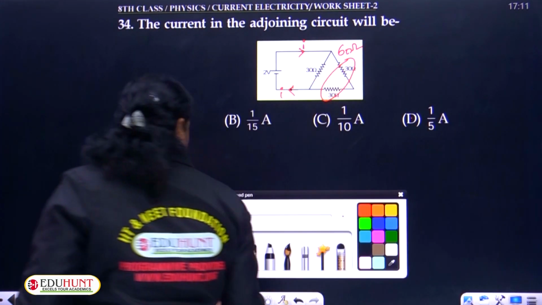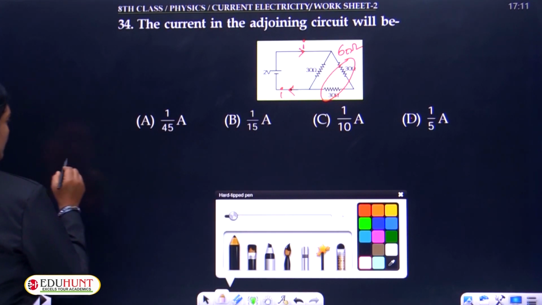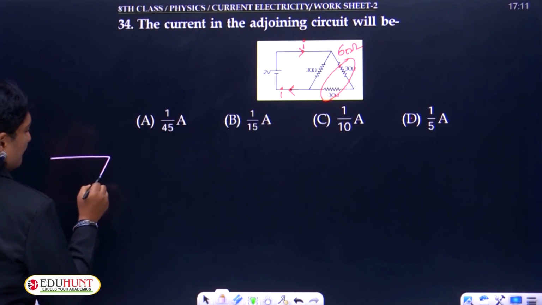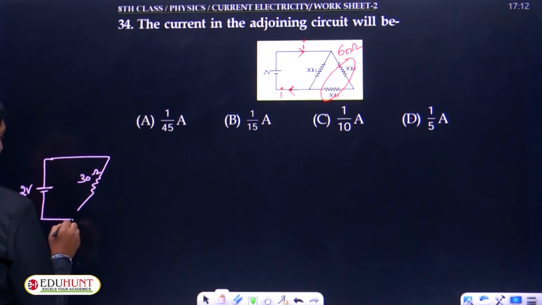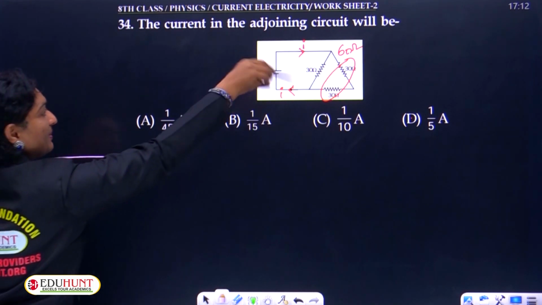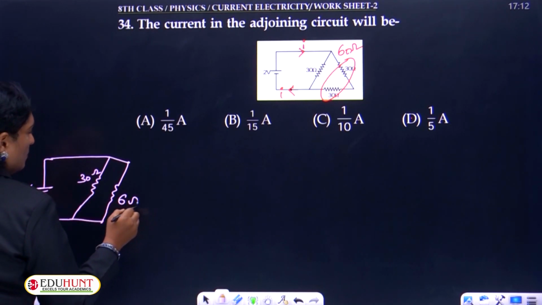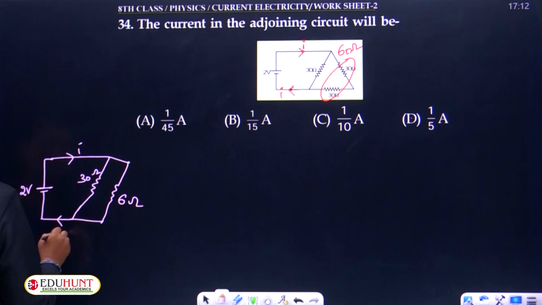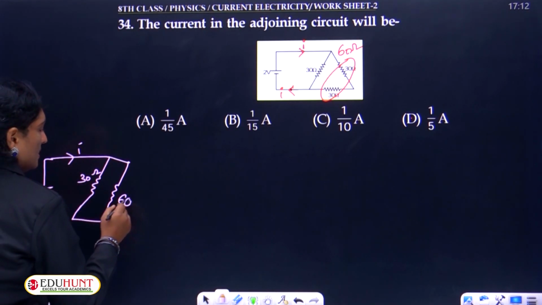Now, let us draw the simplified circuit diagram for the above circuit. So, how would it look like? Here is your 30 ohm. Here is your 2 volts battery. And the simplified form for that is you are getting here 60 ohm and some I amount of current is flowing across the circuit. So this is how the simplified circuit may look like. So this is 60 ohm.